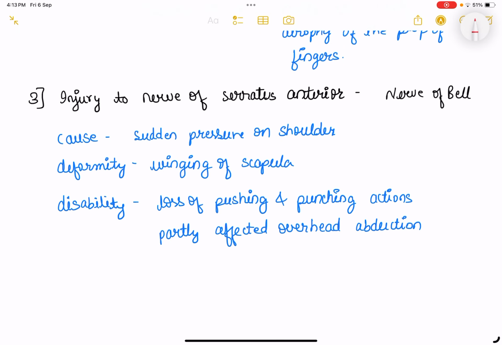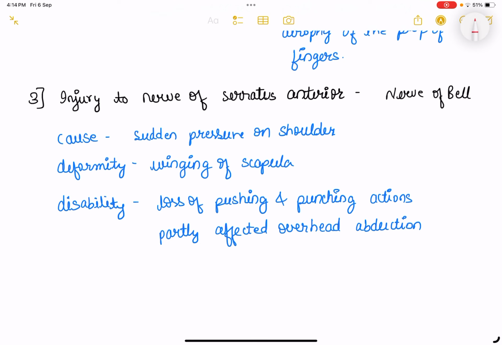Now there is another case which is injury to the nerve of serratus anterior or the nerve of Bell. So why does this occur? The cause is sudden pressure on the shoulder. Deformity is winging of scapula. Disability is loss of pushing and punching actions, while overhead abduction is partly affected.